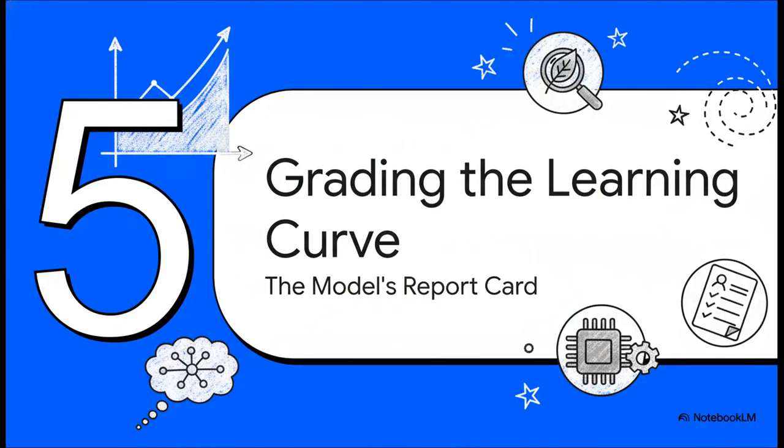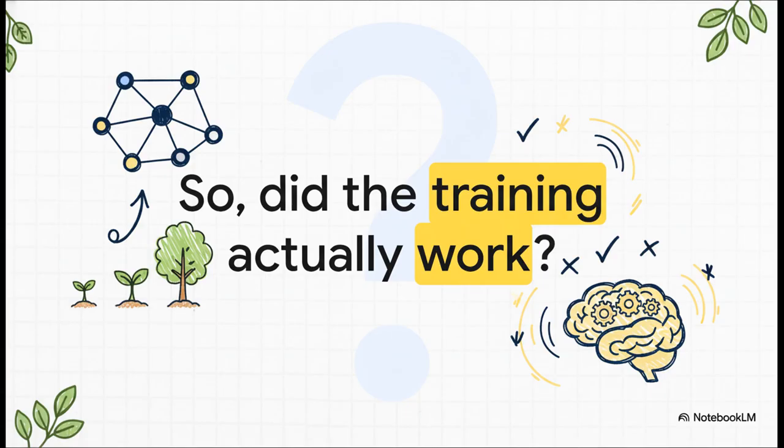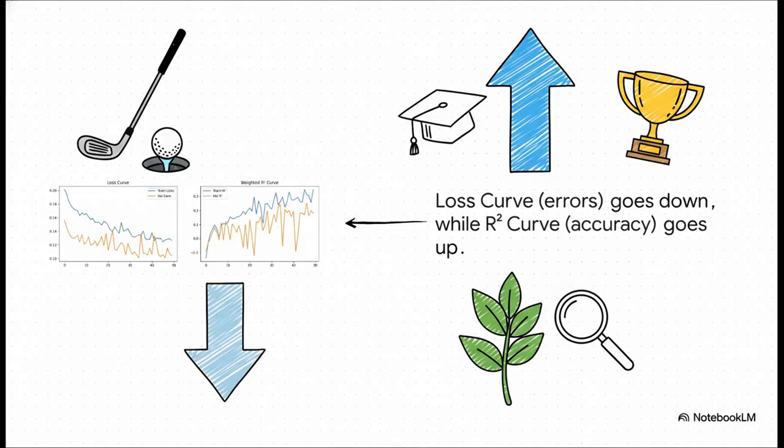So after all that specialized teaching, let's head to section 5 and grade the learning curve. We put the model through 50 rounds of training, or epochs as they're called, and now it's time to check its report card. This is always the moment of truth, isn't it? Did all of that prep and building and careful training actually result in a smarter model? And the answer is yes, it worked. Take a look. The loss curve on the left is like a golf score. You want it to go down, and it is. The model is making fewer errors over time.